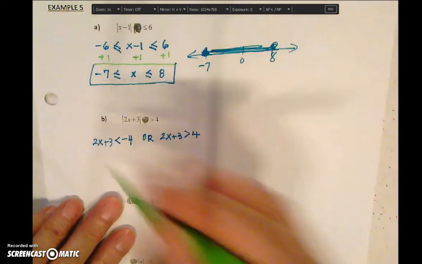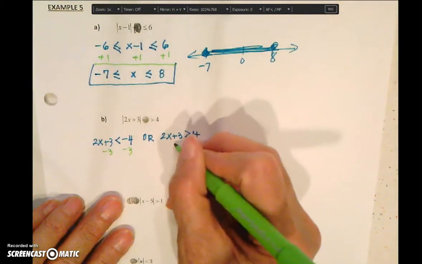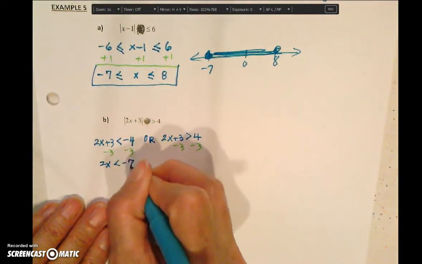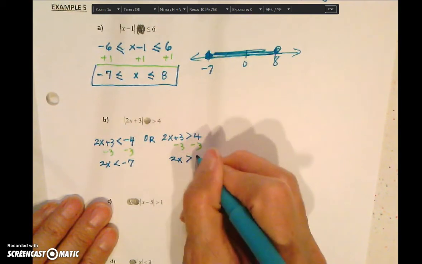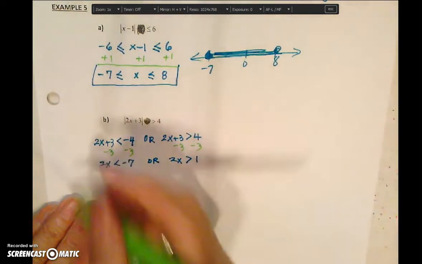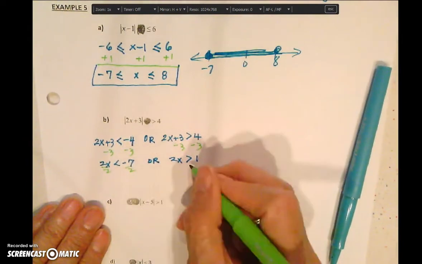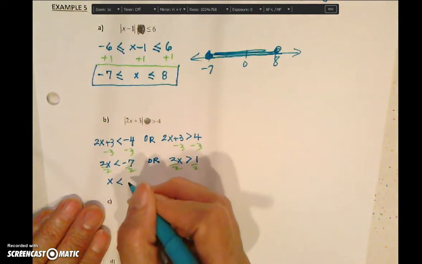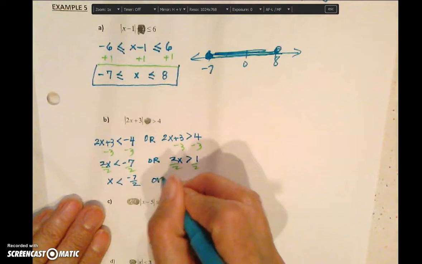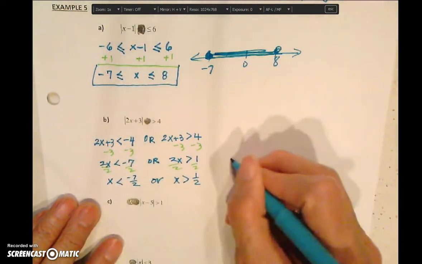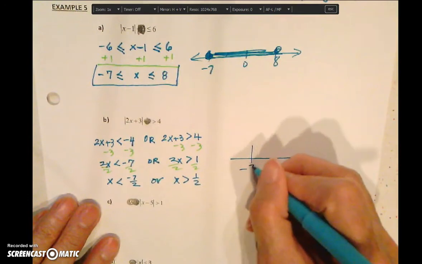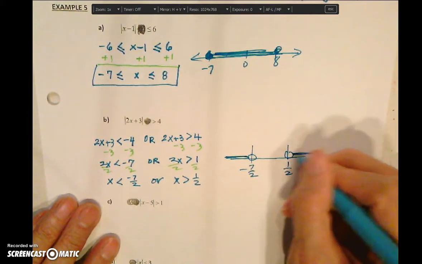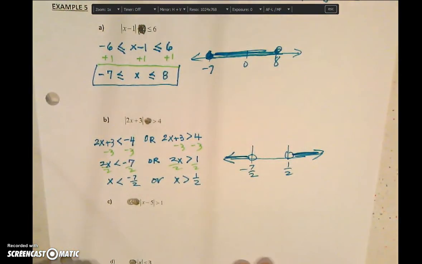And then once I do that, I'm ready to solve. So subtract 3. I'll put subtract 3 in both of those. And that's going to give me that 2x is less than negative 7 here, and 2x is greater than 1 here. There's an or. Then I'm going to divide everything by the 2 on both sides, and I get that x is less than negative 7/2, or x is greater than 1/2. So on a number line, I'd have the negative 7/2, it's less than that, and the 1/2, and it's greater than that. So it looks like that on a graph.